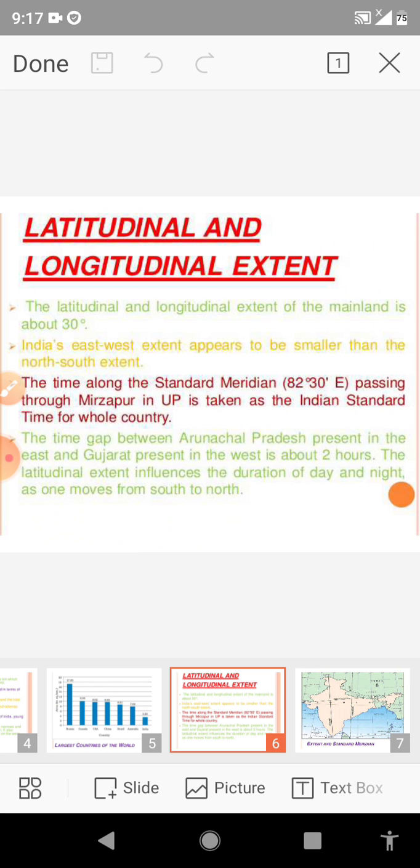In junior classes you had studied that for the Earth to pass through 1 degree of longitude before the sun, it takes 4 minutes. So 4 into 30 is equal to 120 minutes. When 120 minutes is divided by 60, it will be 2 hours. So there is a time lag of 2 hours between the easternmost and the westernmost state of our country.